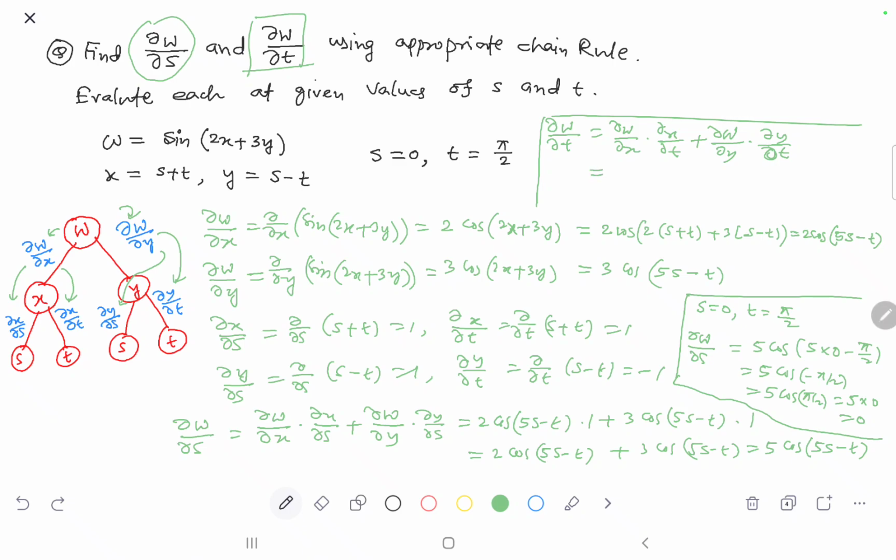So I'm not doing it. If you want, you can write down 2 cosine of 5s minus t, and dx dt is 1, and then plus 3 cosine 5s minus t, and dy dt is minus 1. So what should we get? We get minus cosine 5s minus t. So this is dw dt. Now you put t equal to pi by 2, s equal to 0 in this place. So you again get 0. Mind clear?